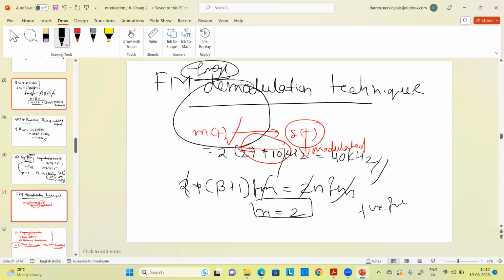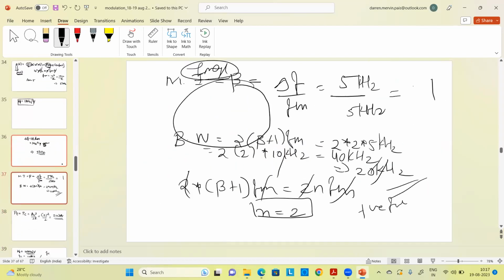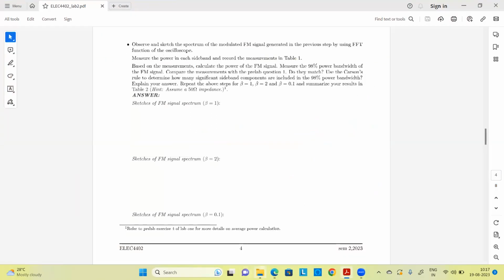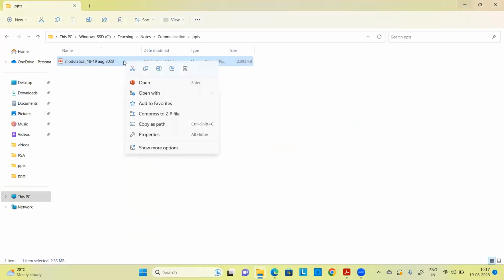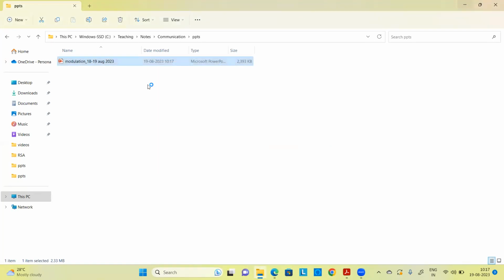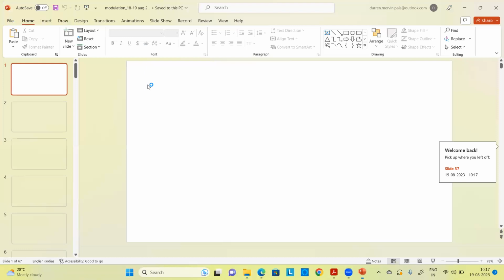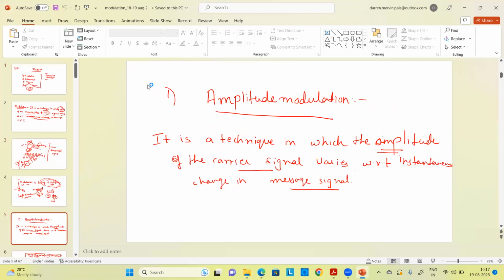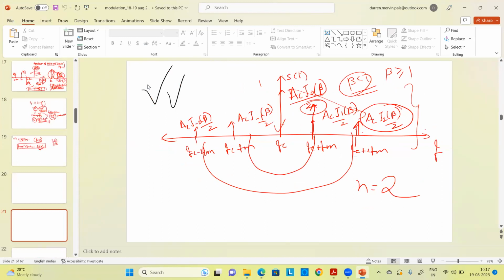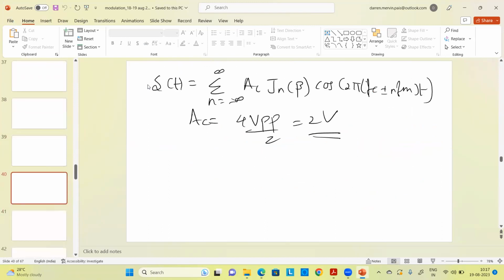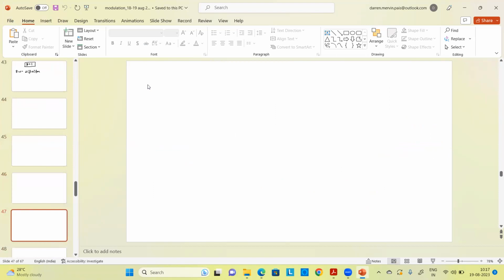And then the next question is to draw the spectrum. One second, wait, let me just open that one. Give me a minute. Then the next question is to find out the spectrum, right? You have to draw the spectrum. I hope things are clear to you, Jerry. You're not getting bored by my lectures? No, I'm not getting bored, so it's good.